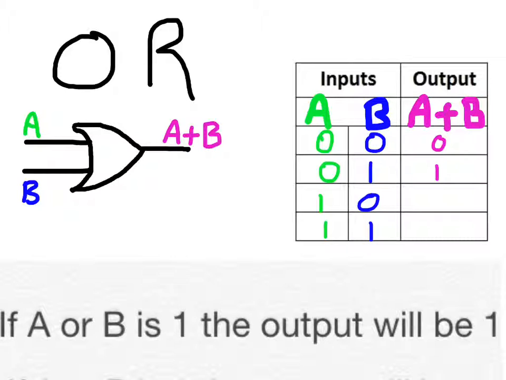Again, a 1 and a 0. If A or B is 1, the output would be 1. We got a 1. The last row. If A or B is 1, the output will be 1. We've got a 1 in both those spots, and the OR gate doesn't care. As long as there's a 1 somewhere, if A or B is 1, the output will be 1. It outputs a 1. There's the logic table completed for the OR gate.